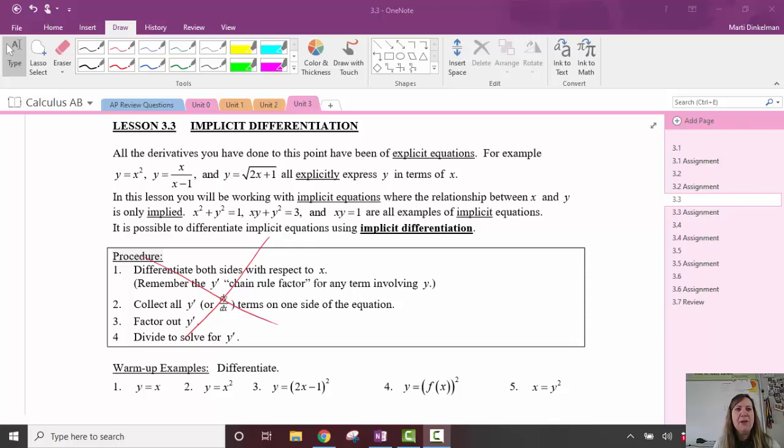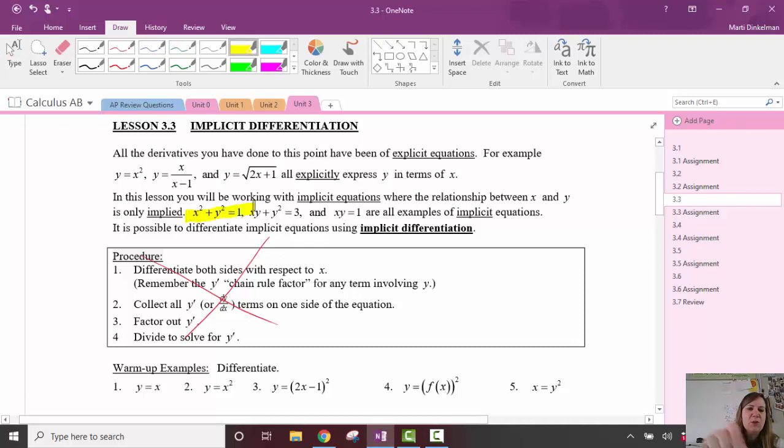I don't like that. Anyhow, this is notes for lesson 3.3, which is called implicit differentiation. The opposite of implicit derivatives is really explicit derivatives. Explicit really means we were able to solve explicitly for y, and a lot of times it's just written that way, like y equals something. For some problems, we can't really do that.